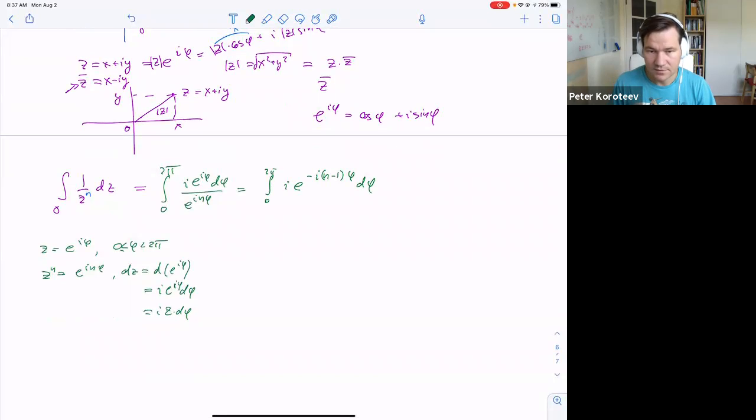Good. So now you should be able to do the integral. As Kyle told us, it's a Riemann integral, right? With the i, but still it's a Riemann integral. So what is this integral equal to? Let's calculate. We need to calculate the antiderivative, and then the difference of this antiderivative at 0 and 2 pi.